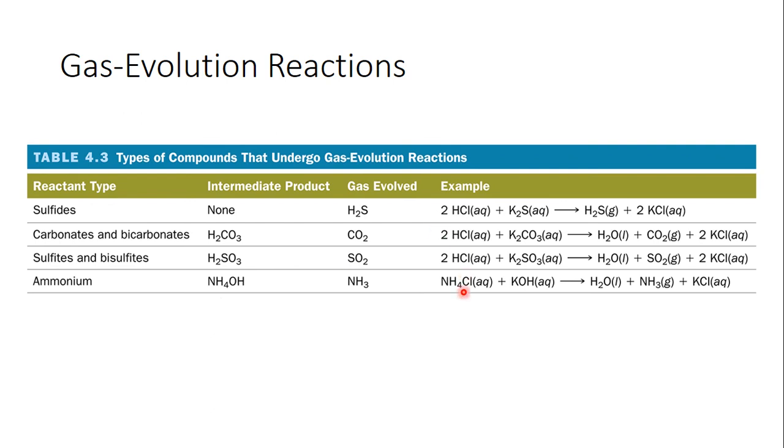So when you're solving acid-base problems and you're switching your metals around, if you get one of these intermediate products, you know that you're going to make a gas. It's going to break down to that in water. That is something to be aware of.